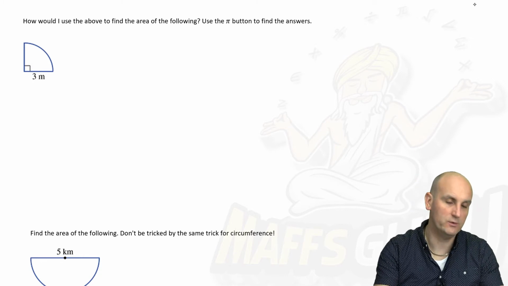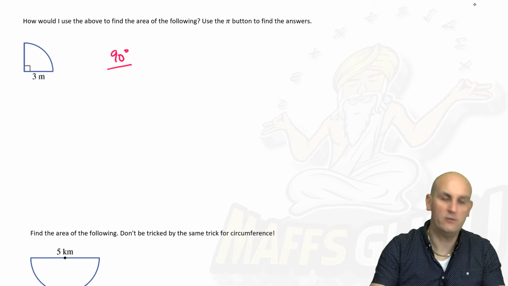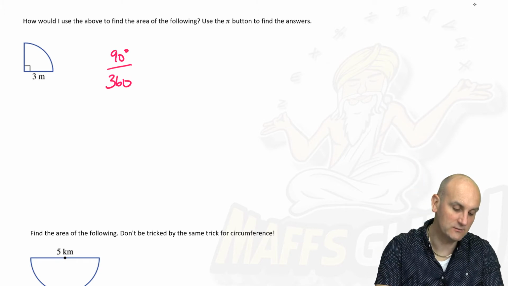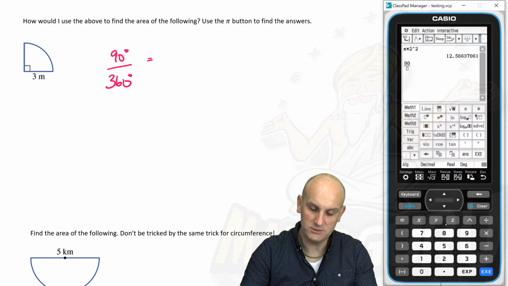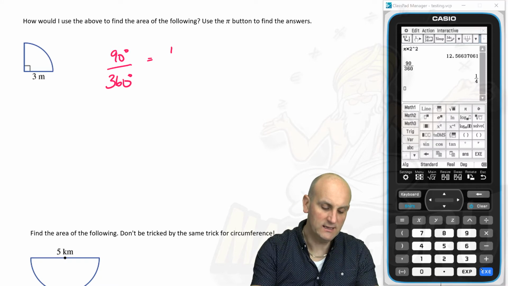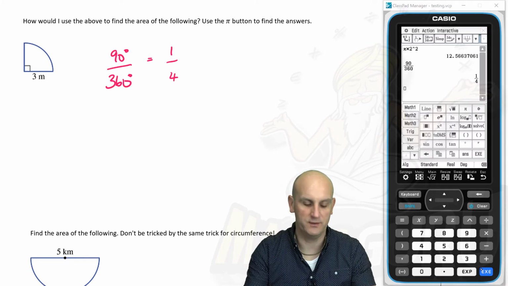But there is another way of working it out, which is sort of leading into my next video. So if I look at the number of degrees, I've got 90 degrees out of how much of a circle? Well, there are 360 degrees in a circle. If I do 90 divided by 360 on my calculator, it's a quarter. So I can look at the number of degrees they've given me and divide it by 360 to find the fraction of the circle that I've got.